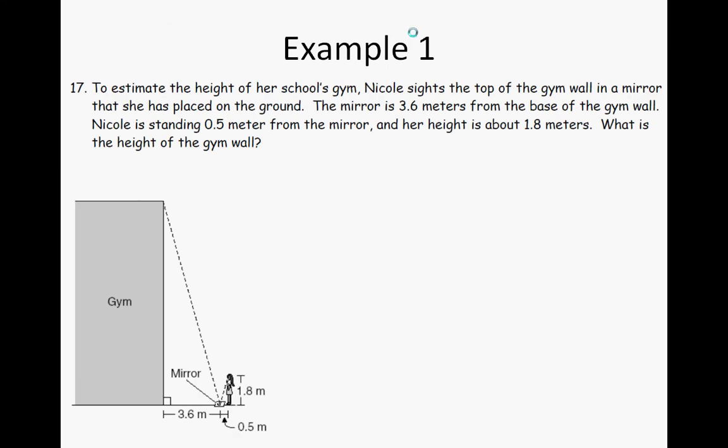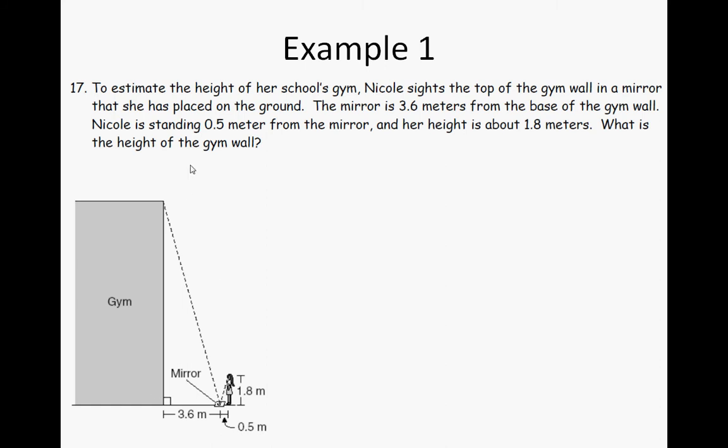Now, I didn't write this example myself because this picture is way too good to be mine. So to estimate the height of her school's gym, Nicole sights the top of the gym wall in a mirror that she has placed on the ground. The mirror is 3.6 meters from the base of the gym wall. Nicole is standing half a meter from the mirror, and her height is about 1 8/10 meters. What is the height of the gym wall?